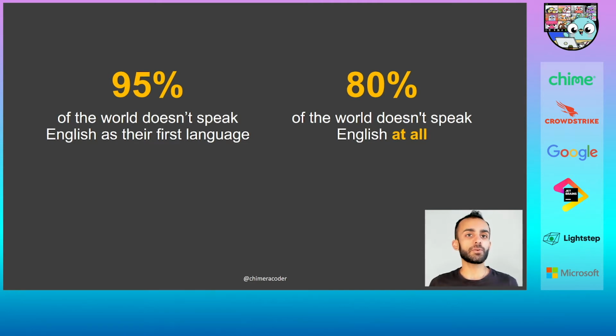Less than 5% of the world speaks English as their first language. Over 95% of the world does not speak English as their first language. And in fact, over 80% of the world doesn't speak English at all.